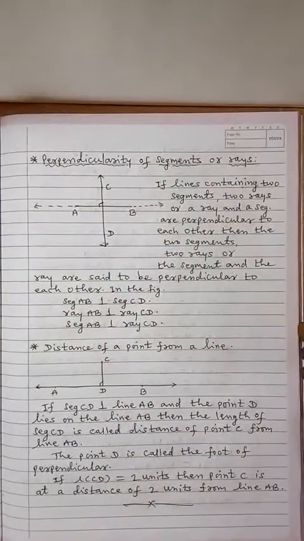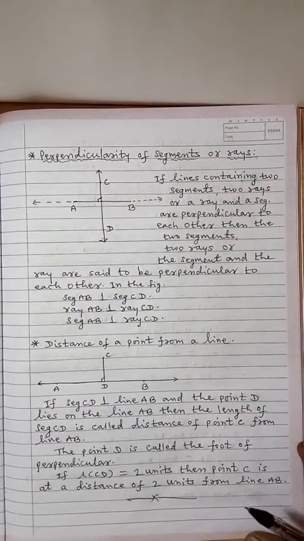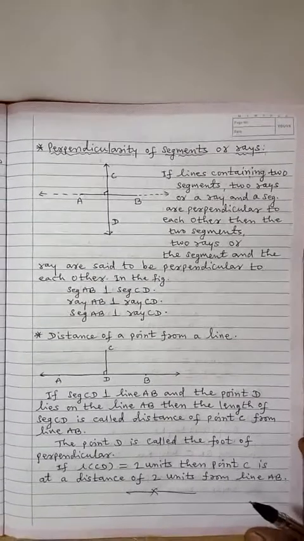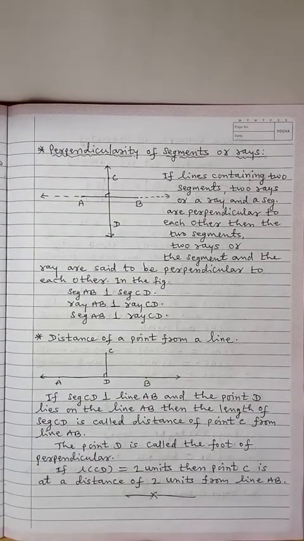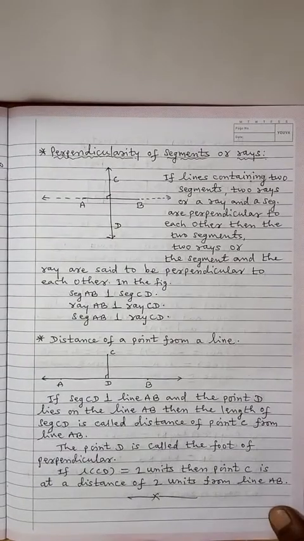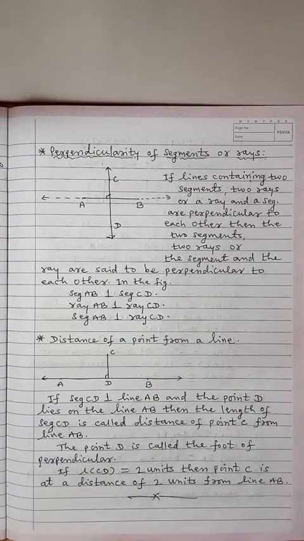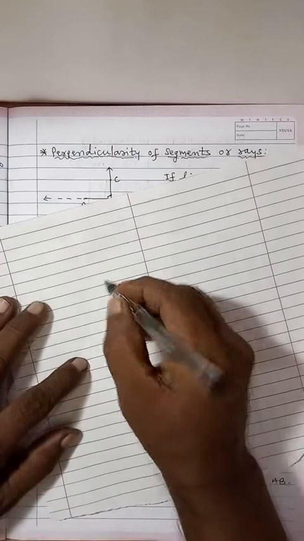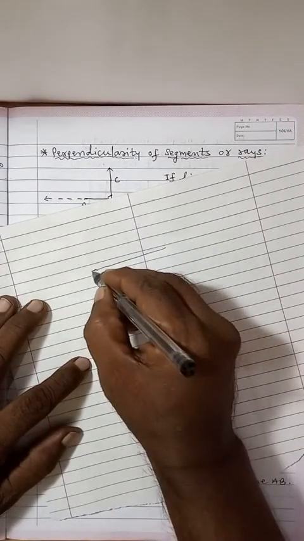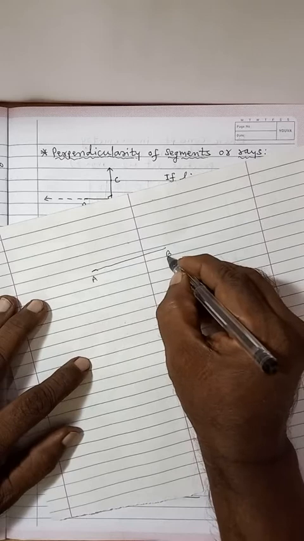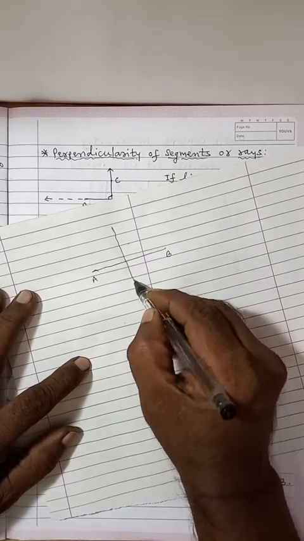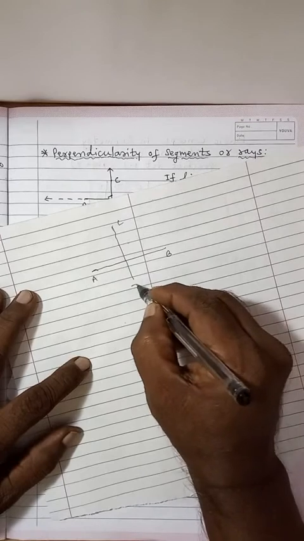Next point is perpendicularity of segments or rays. When the two segments or two rays or a segment and a ray are perpendicular to each other. See here, here it is segment AB. Here it is another segment CD.